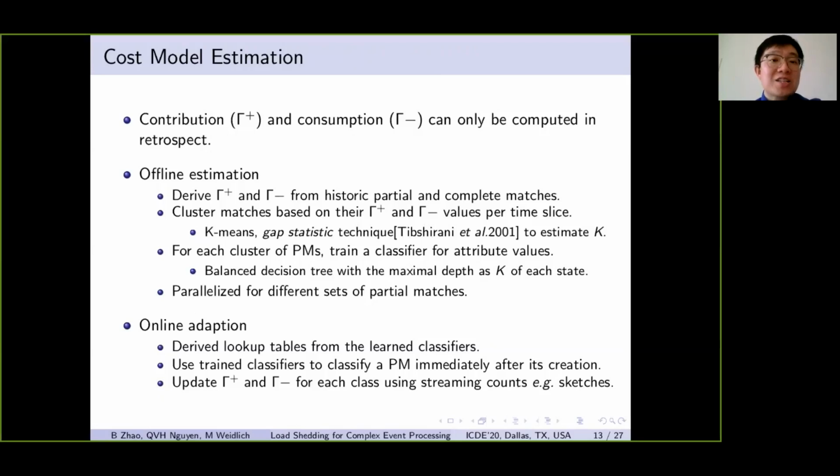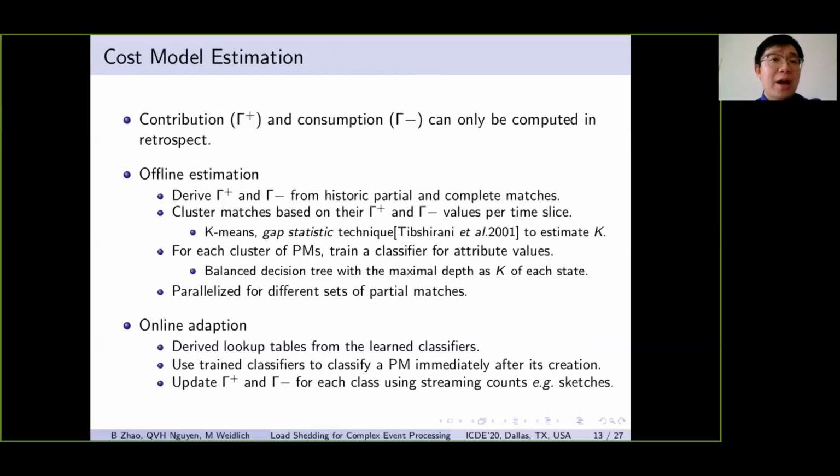To use such estimates in online processing, we train classifiers of the partial matches of the clusters, one classifier per state. The classifier uses the attribute values of partial matches that appear in the query predicates.